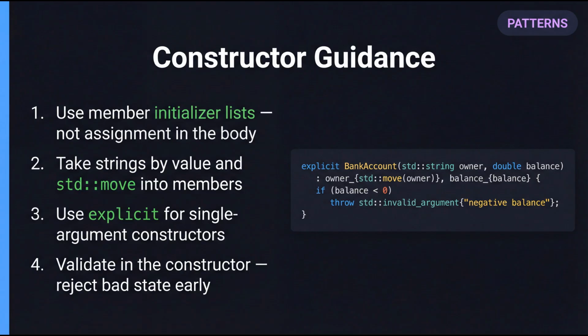Third, mark single-argument constructors explicit. This prevents accidental implicit conversions that can cause subtle bugs. Fourth, validate in the constructor. If a balance can't be negative, throw an exception right there. Never let an invalid object exist. These patterns keep your constructors clean, efficient, and safe.